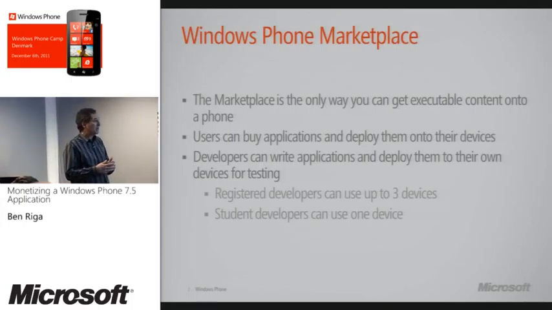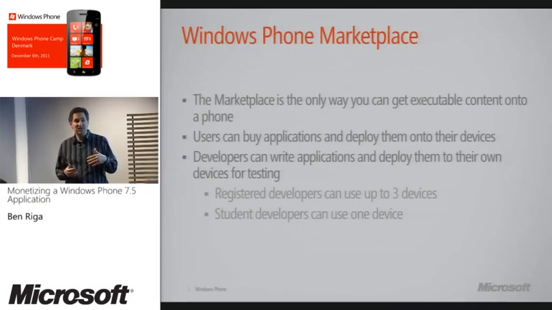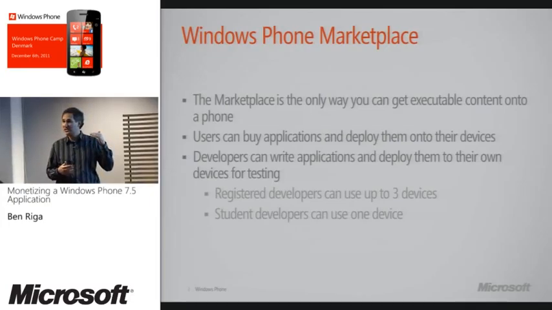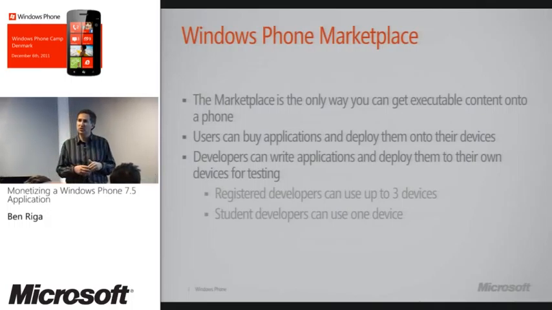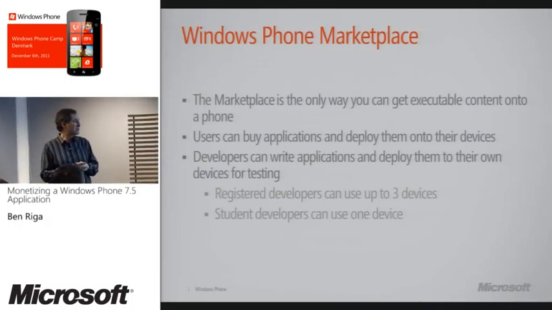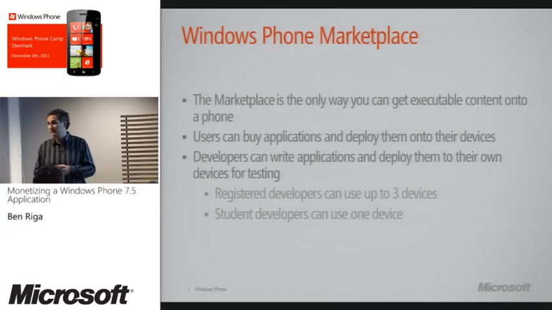So developers can write applications and deploy to their own devices. When you register in App Hub as a developer, you can unlock up to 3 devices. If you need more, you can request more, but by default it's 3 devices, and students can use 1 device.